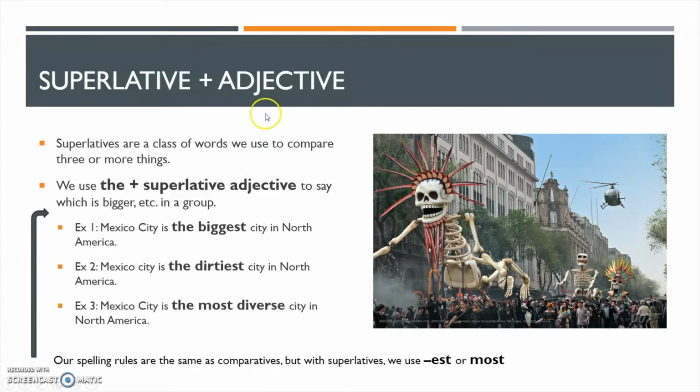Okay, so instead of using the ER ending, we use the EST ending for adjectives that are one syllable or two syllables and end in consonant Y. And we use the most for the rest of the adjectives. Example, Mexico City is the biggest city in North America. Mexico City is the dirtiest city in North America. Mexico City is the most diverse city in North America.